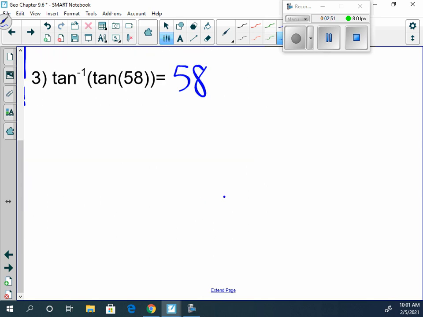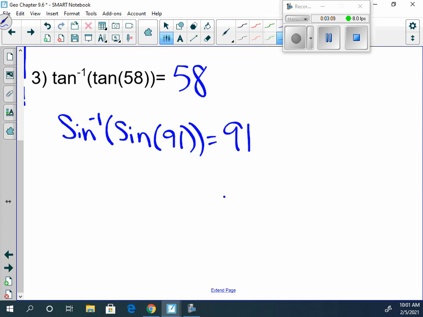Let's do sine inverse of sine of, I don't know, 91. What does that give us? So let's plug it in. Just make sure, because it's 91. I'll go on and write it down, because that's what it's going to be. And what do we get? Huh? So it wasn't 91, we got 89? And that is true.